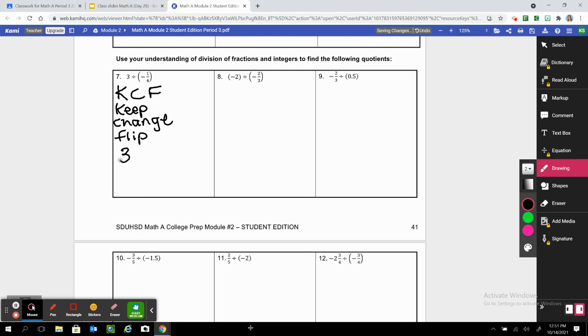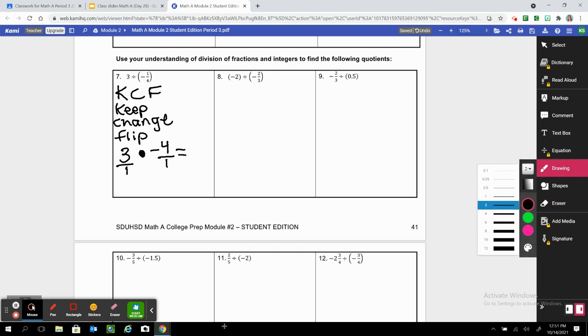So we keep the 3 exactly the way it is. We change division to multiplication and we flip the fraction. So instead of negative 1/4, it'll be negative 4/1. So we can turn 3 into a fraction by putting 1 underneath it, not a 3, I apologize, a 1.